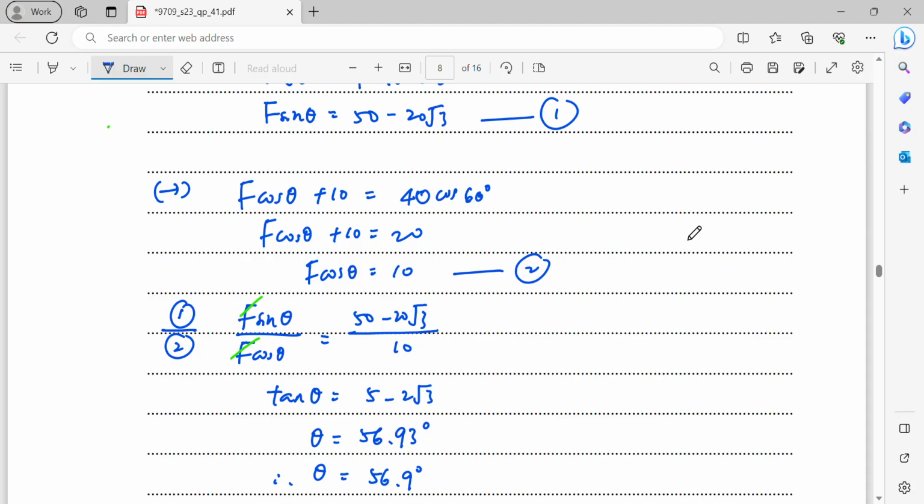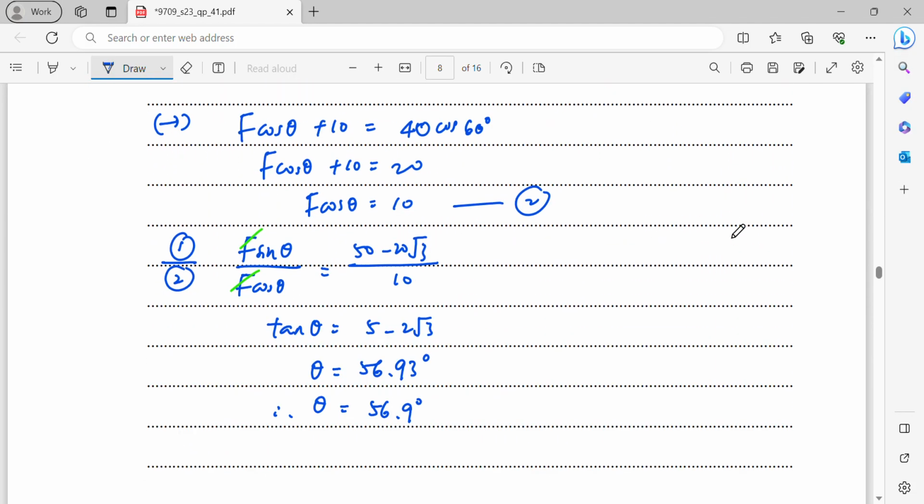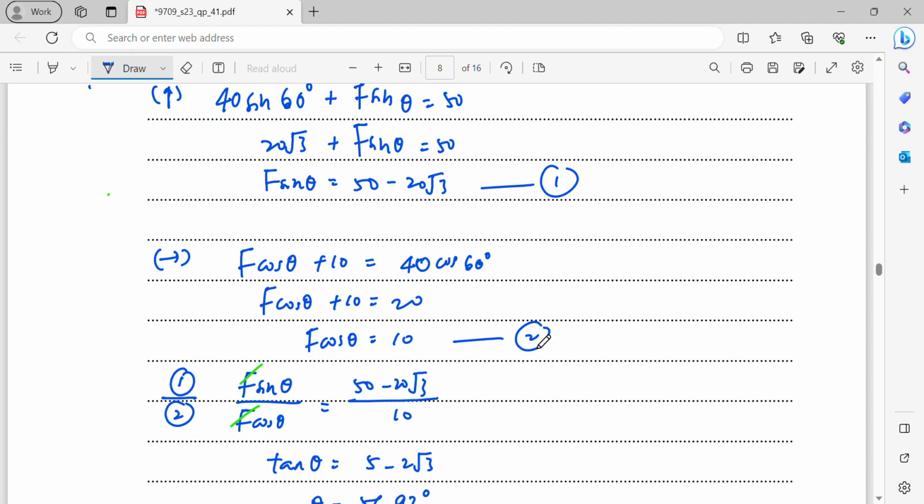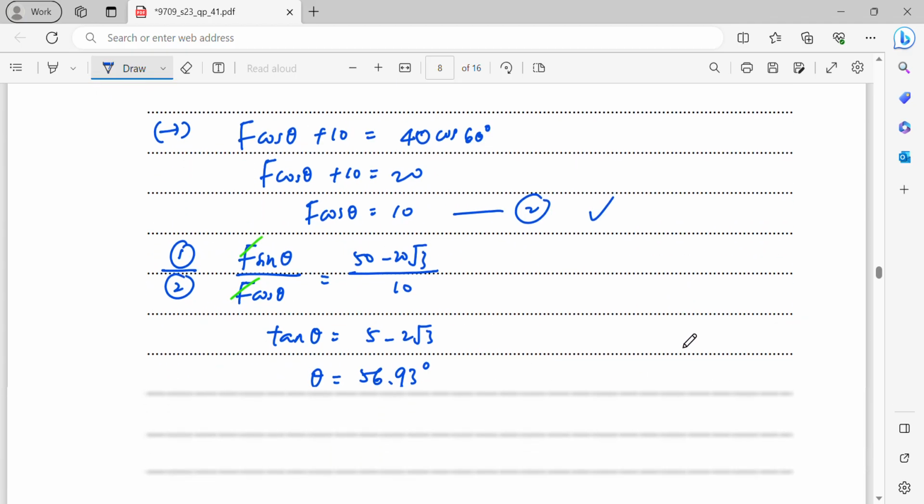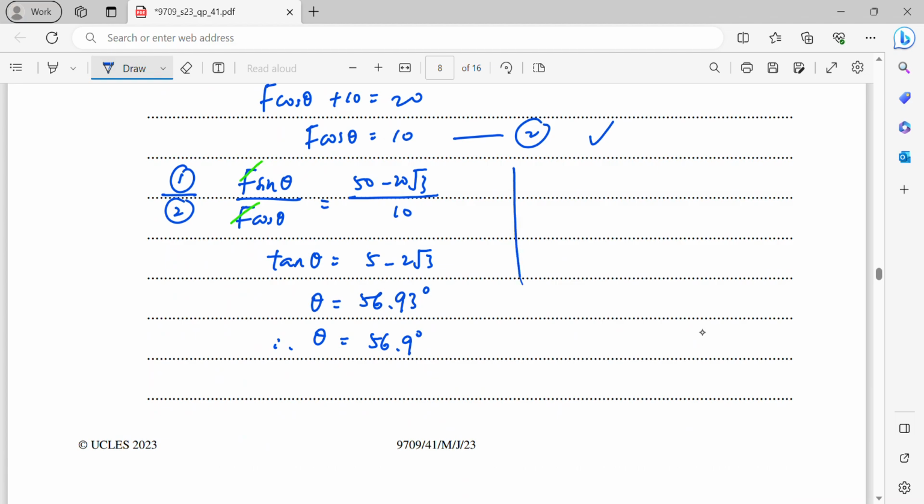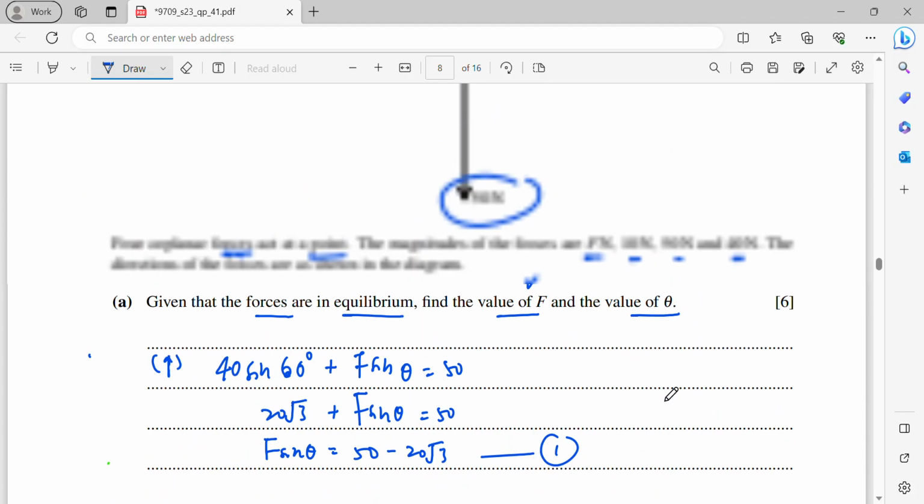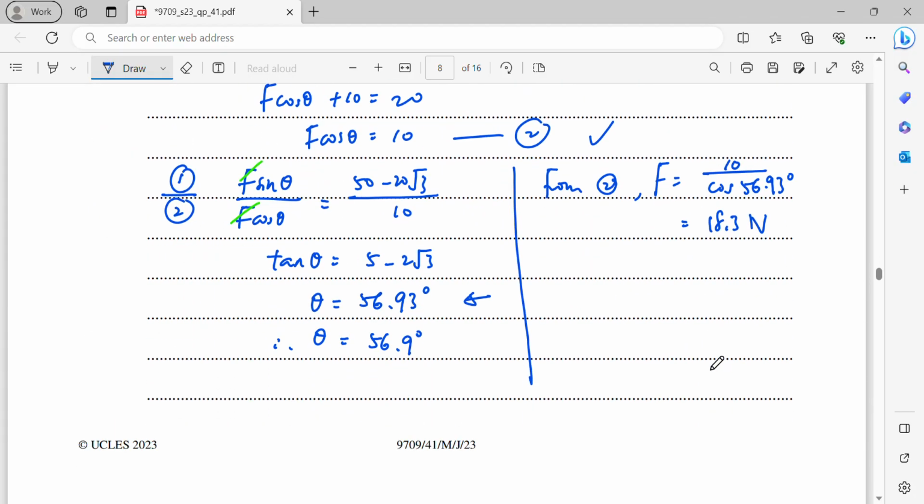Now to get the F, because you need to find the F, I will refer to the first or second equation. Definitely the second equation is simpler, so I will refer to the second equation. From the second equation, my F is going to be 10 divided by cos theta. For theta, I will use 56.93 degrees. Then from here you are getting 18.3 Newton. I will just write F, no need to write the Newton. So this is my F.